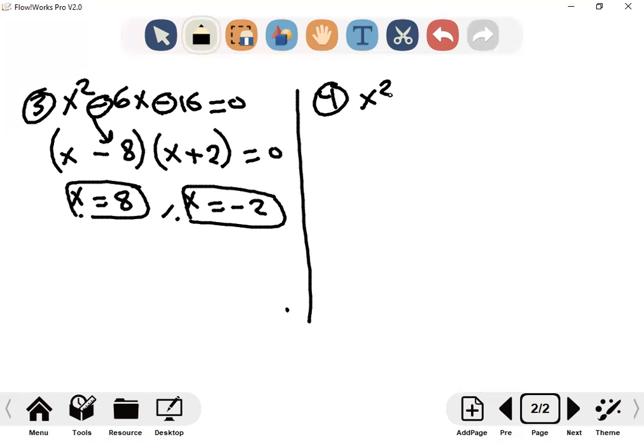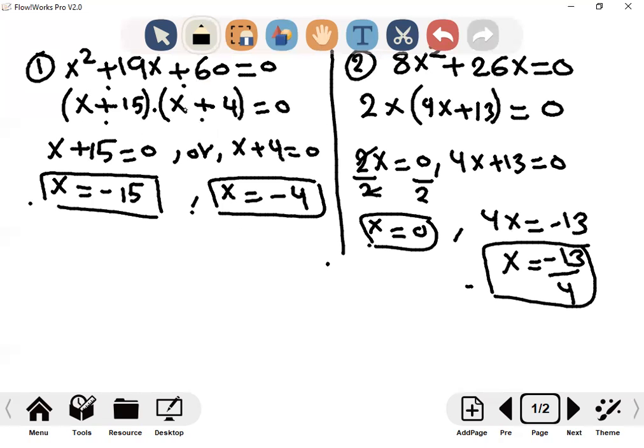x power 2 minus 12x plus 20. Wait. Here, now look at the 3 cases you have. Look at question 1. What is this? And these two are plus.